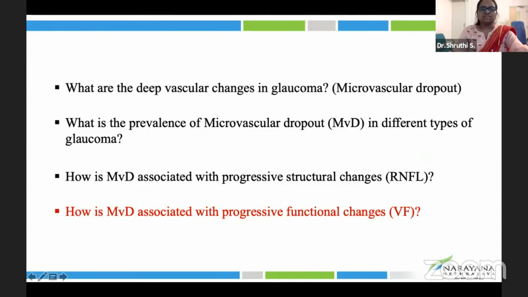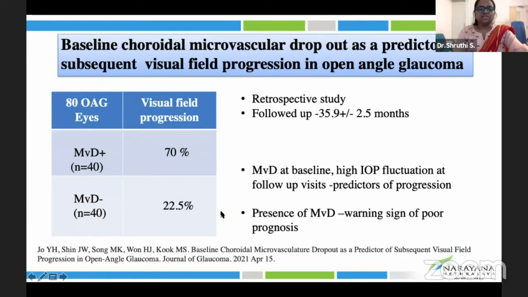Coming to the last part, how is microvascular dropout associated with progressive functional changes? In his recent study, Joe et al. studied choroidal microvascular dropout as a predictor for progression. He included 80 open-angle glaucoma eyes, of which 40 had microvascular dropout and 40 did not have microvascular dropout at baseline. It was a retrospective study, and they all were followed up for around 3 years.